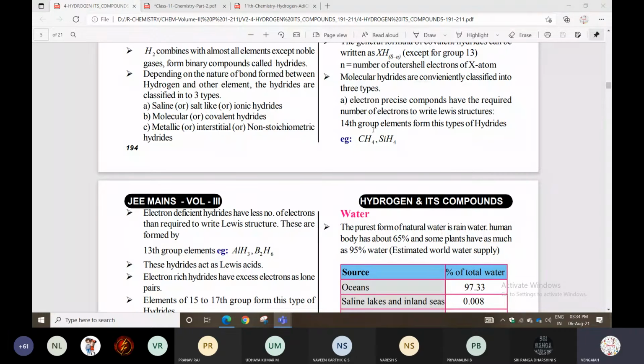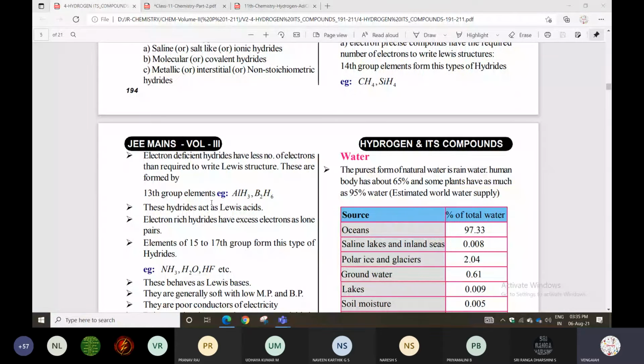Otherwise, you can check it. Electron deficient hydrides will be there. They form when reacting with 13th group elements. What is in the 13th group? Aluminium, boron, gallium, all these elements will be there. So these hydrides act as Lewis acids.